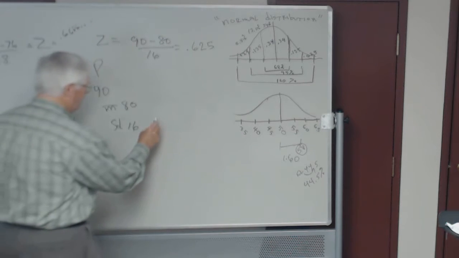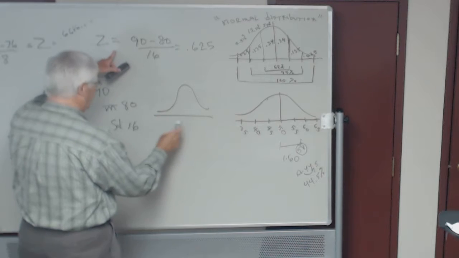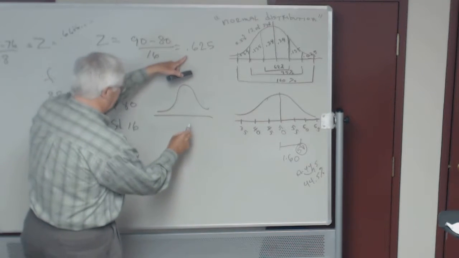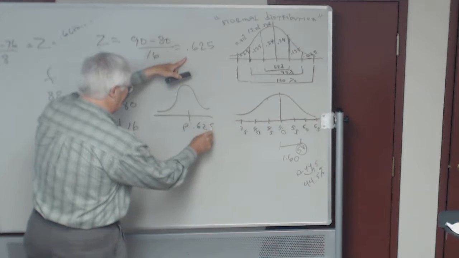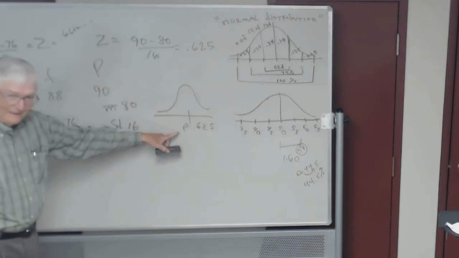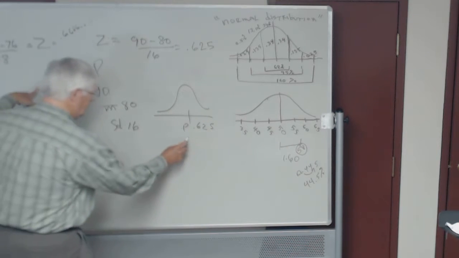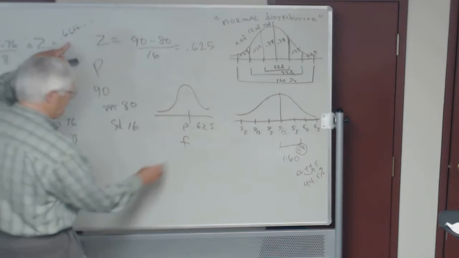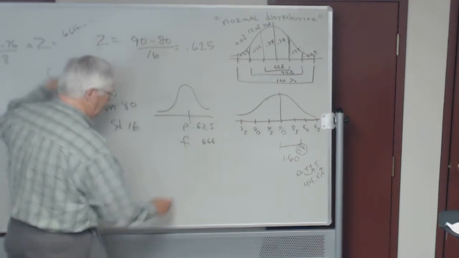Okay, so here's my curve. Psychology is 0.625 above the mean, right? And French is 0.666 above the mean.